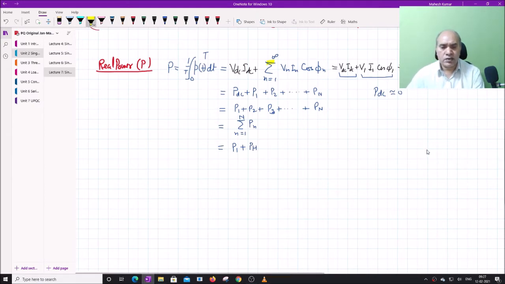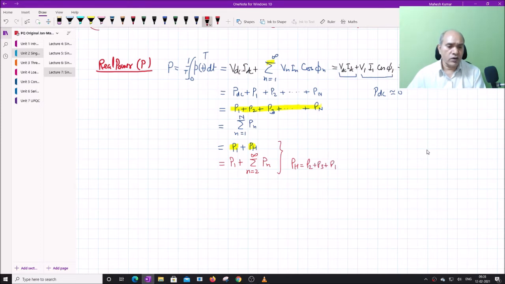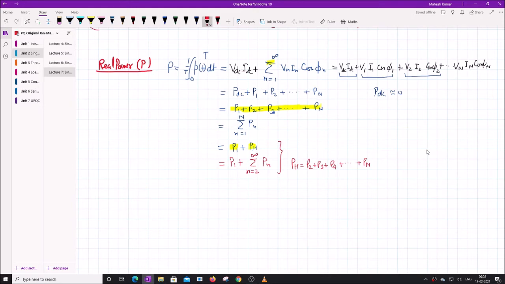Now, what is the relationship between this P1, PH and these expressions? It's very simple actually. Obviously, this is P1, then this must be sigma n equal to 2 to infinity or to capital N of Pn. So this implies that PH is nothing but the harmonic active power because of the non-fundamental components. So it is P2 plus P3 plus P4 and so on plus PN. Clear? So the harmonic power is formed from the non-fundamental components. So these all are harmonic components.